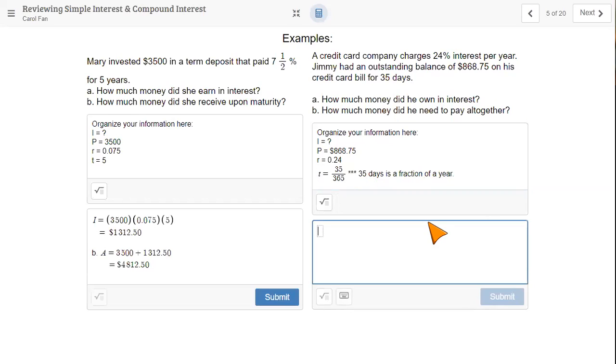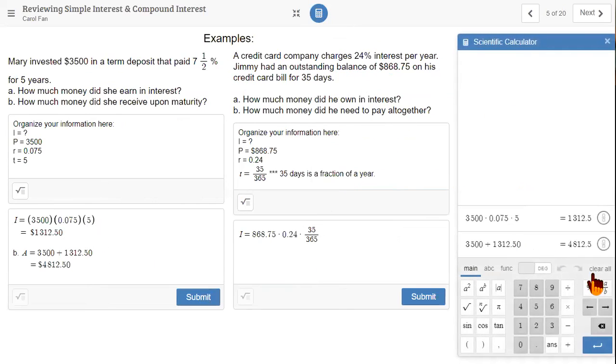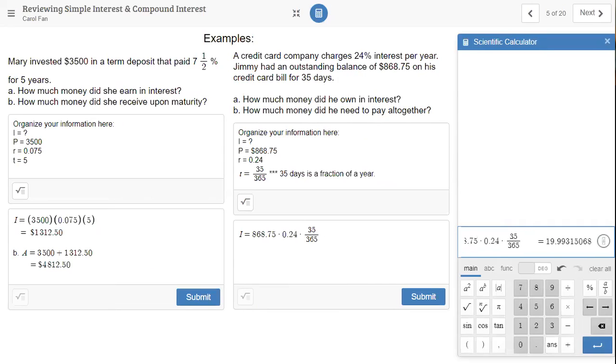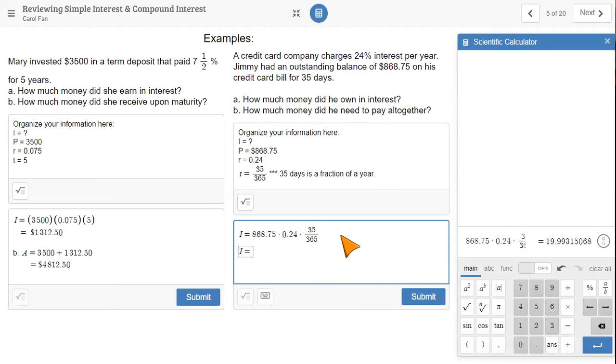Right, so let's enter that into our equation. So 868.75 times 0.24 times 35 divided by 365. So let's throw that all into the calculator. So interest is $19.99.